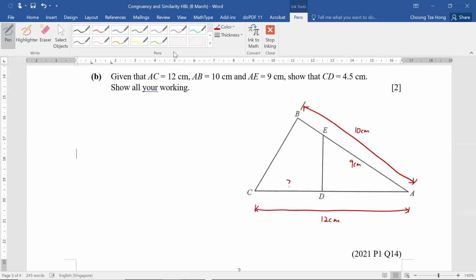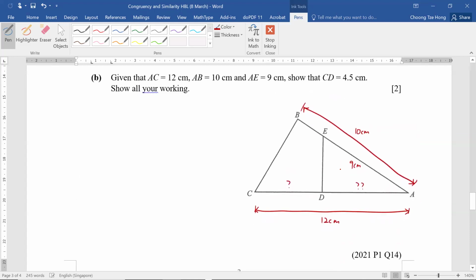So over here you can see that CD is actually part of the side AC, right? And it's an extension of the side AD of the smaller triangle. So this means that if we want to find CD, we can find AD first. Because if we find AD and we are already told that AC is 12, then we can do a subtraction to find CD. So that's basically what we're going to do. Now we're going to try to find AD.